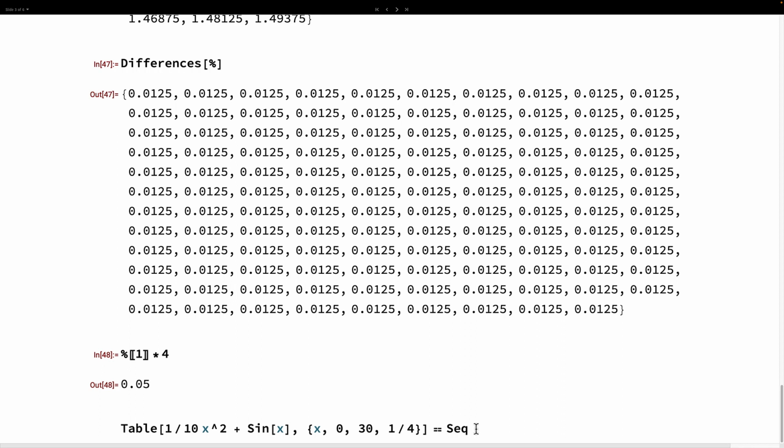Now working backwards, a simple function whose second derivative is 0.05 could be 1 over 10 x squared. This then gives us our first full guess at what the sequence's function could be, which is 1 over 10 x squared plus sine of x. Listing this out in a table and asking the Wolfram language if this is equal to the original sequence returns true.